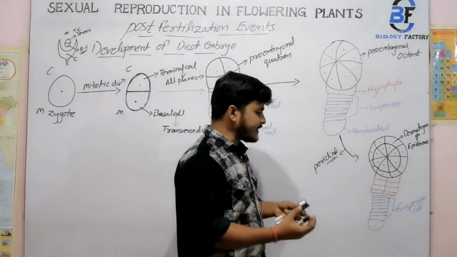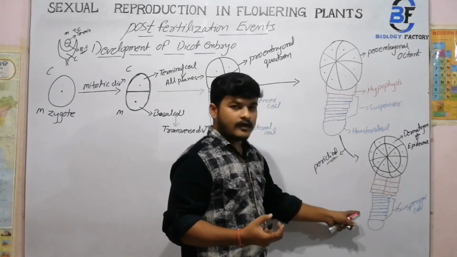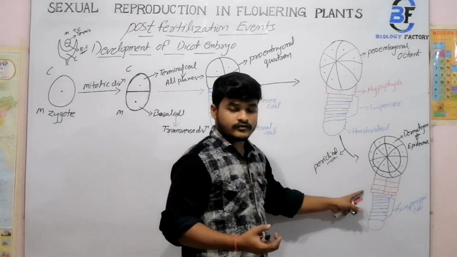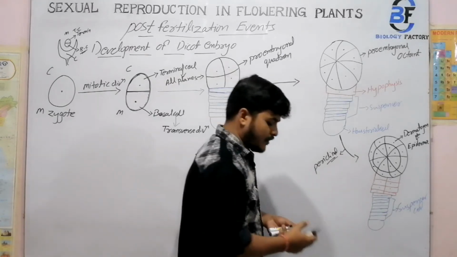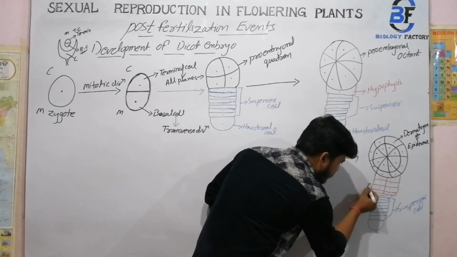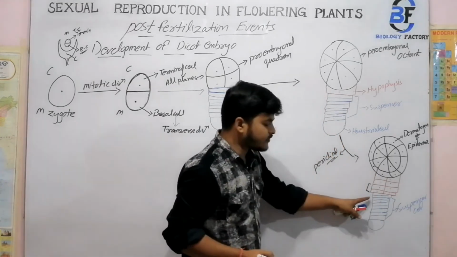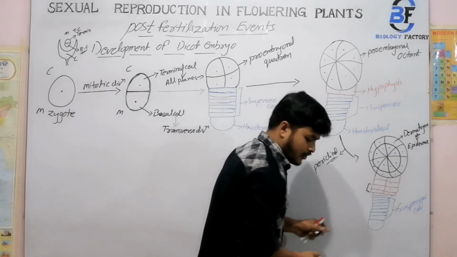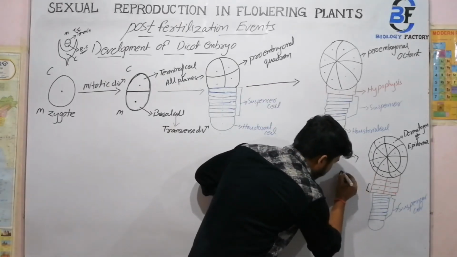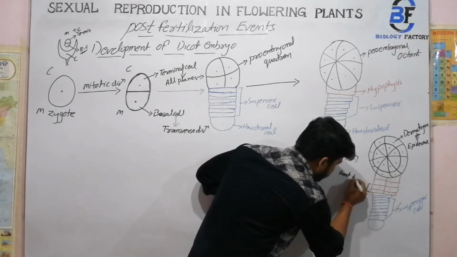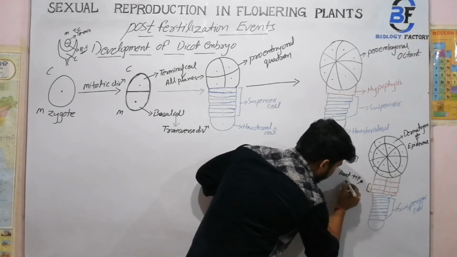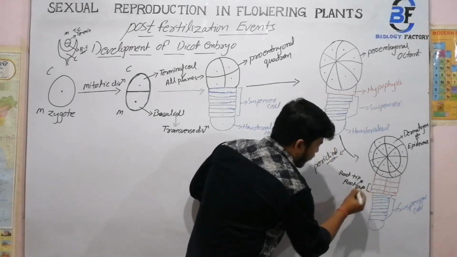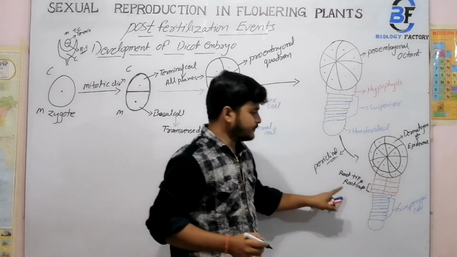That means the cells which are formed over the epidermis, in your suspensor cells or in your posterior cells, what are they going to form? In your first 4 cells, which are towards your suspensor cell or towards your micropylar side, the root tip or root cap is formed. That means they form the radicle part.